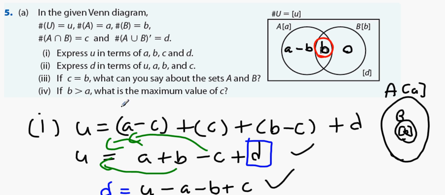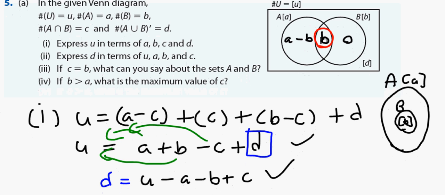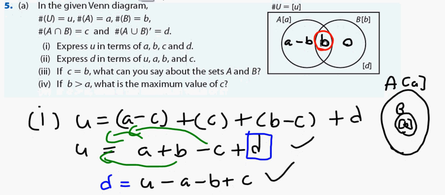Okay. If B is greater than A, what is the maximum value of C? So B is greater than A. So let's see what happens here.